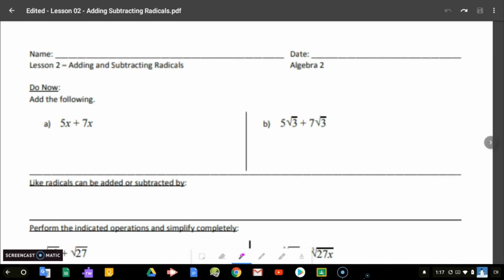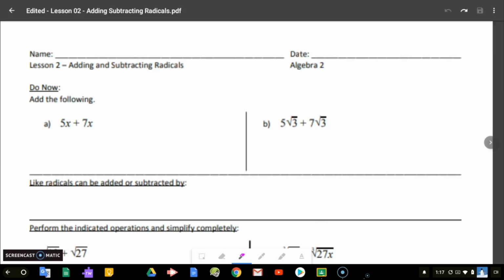Hey guys, today we're going to be adding and subtracting radicals, which should be a review from Algebra 1, but we're going to go over it again just to make sure that we're all on the same page. So to get started, you're going to do the Do Now at the top, A and B. You can pause the video while you do it and then press play again when you're ready to continue.